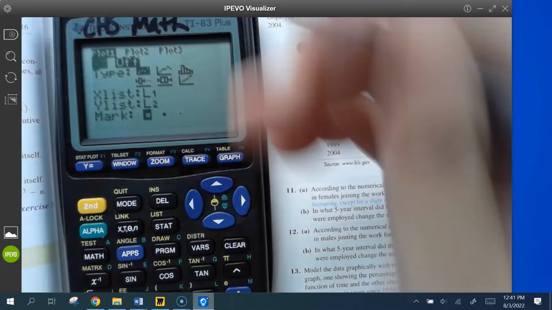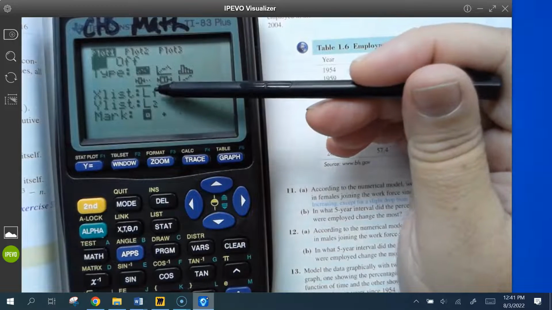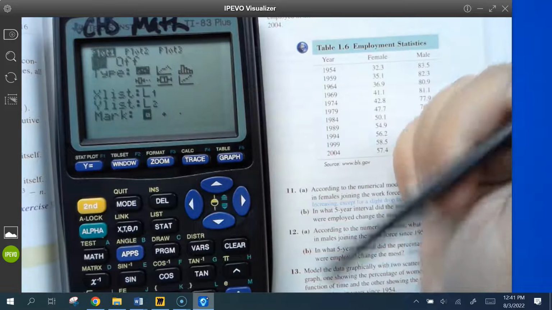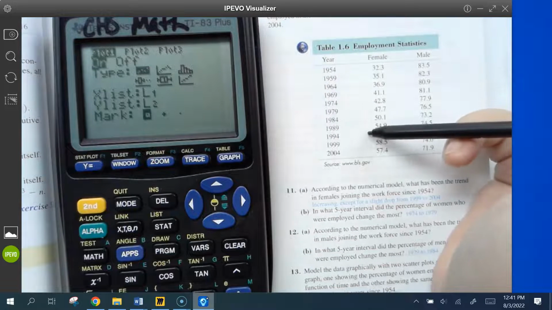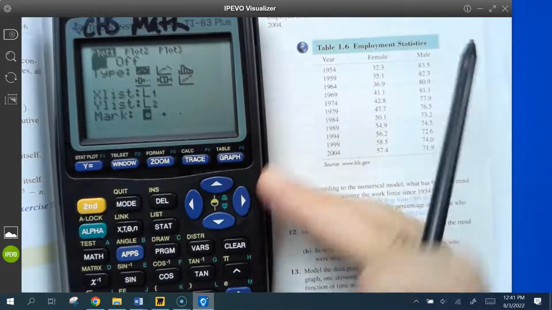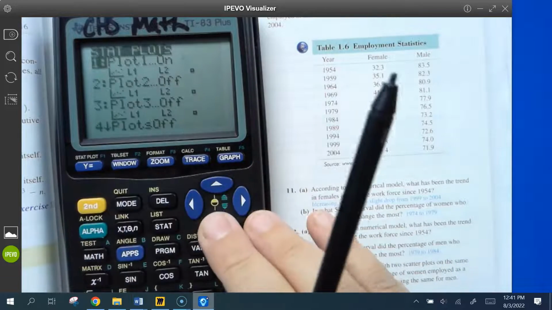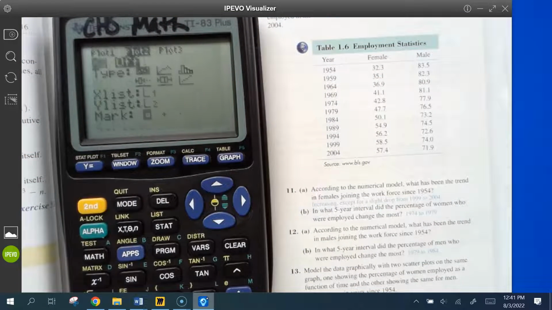For the first one, I'm going to turn it on. And remember, I need my x to be list 1 and my y to be list 2, right? That's where I put the female data. Remember that? So I'm going to turn that on. Now I'm going to go back to second y equals, and I'm going to go to plot number 2. I'm going to hit enter.